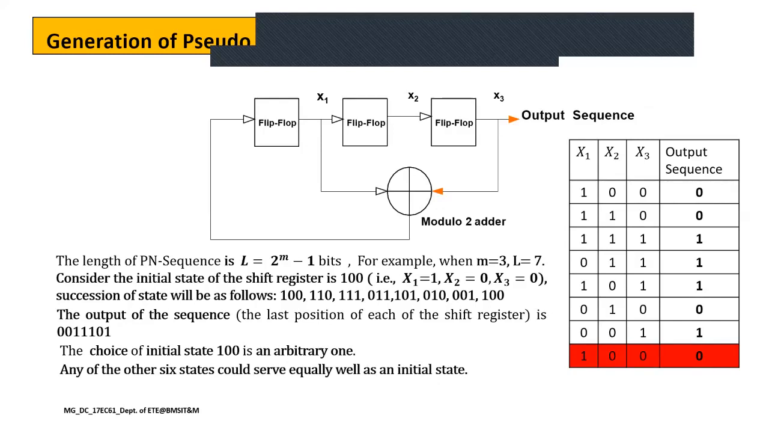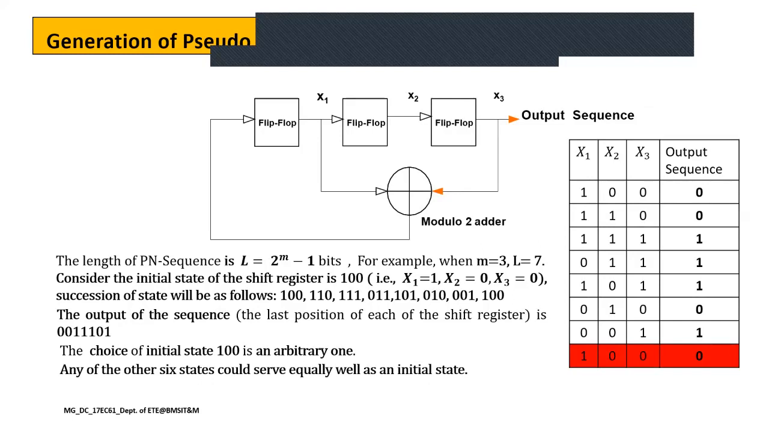That will be fed to flip-flop 1. So it becomes 0 0 1. The output sequence will be 1. Then now X1 is 0 and X3 is 1. So 0 XOR 1, it will be 1. That 1 is fed to the first flip-flop. So it becomes 1 0 0. So it comes back to the initial state. So this sequence after the seventh stage will be repeating.